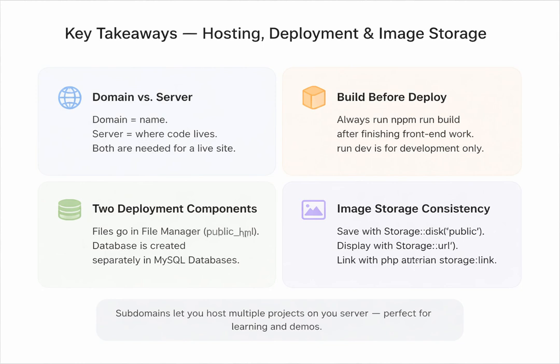And fourth, the image storage issue is one of the most common gotchas in Laravel deployment. Make sure you're saving images to the public disk, displaying them with Storage::url in your views, and running php artisan storage:link on the server. Get these four things right, and your Laravel application will be live and fully functional. Subdomains are a great way to practice all of this without needing to buy extra domains, so take advantage of that as you build and deploy your own projects.